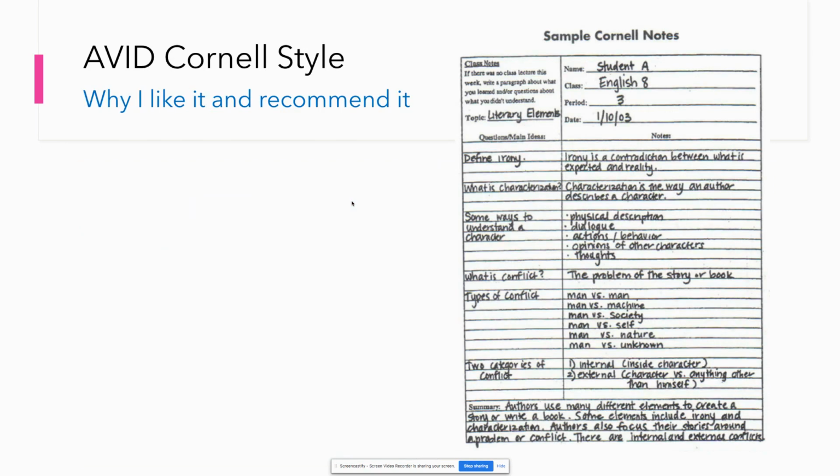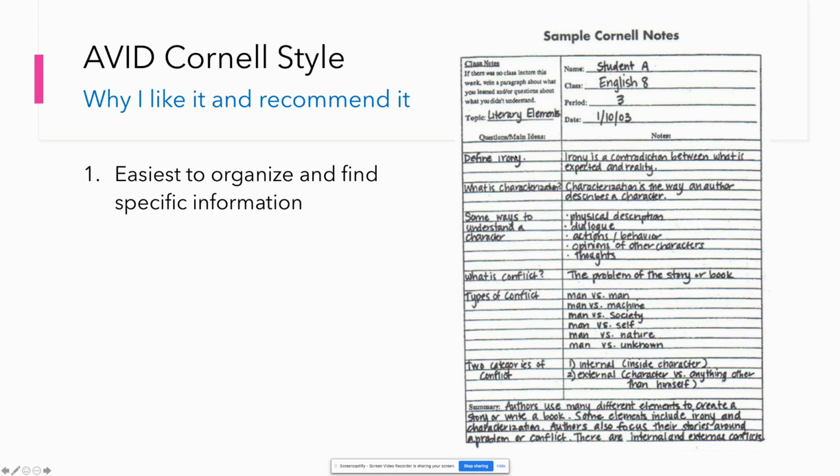So why I like the Avid Cornell style the best. It's easy to organize and find specific information. So you'll see on the left-hand side, this is where you put all of your main points or your questions or your main topics. And then on this side is where you write notes on those things. So when you're studying, if you're trying to find a specific topic, all you have to do is scan this left-hand side for what you're looking for, and then your notes are right there.